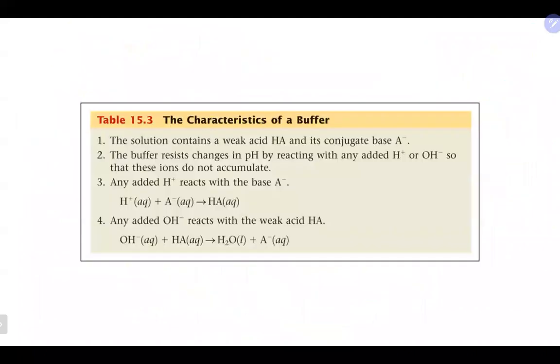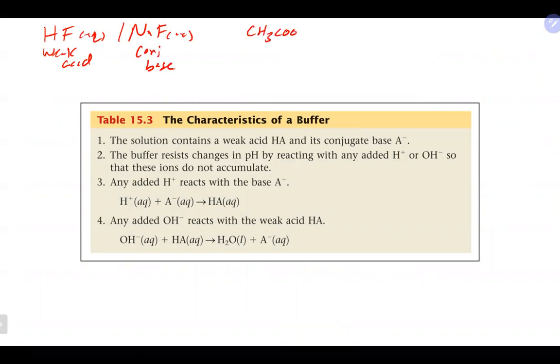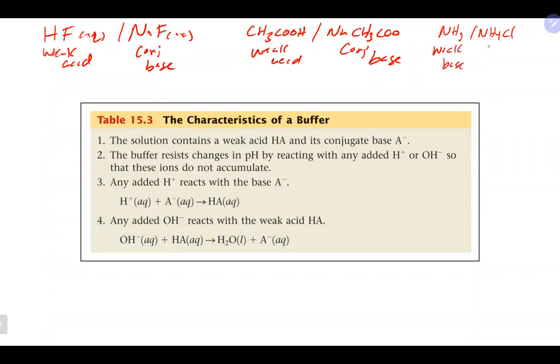So for example, a couple of common buffers are HF, hydrofluoric acid, and sodium fluoride, which would be its weak acid conjugate base. Our good friend, like you're going to use today, acetic acid and sodium acetate, which is a weak acid conjugate base. And the favorite choice of any buffer example is acetic acid and sodium acetate. But you can also do a weak base, like ammonia and ammonium chloride, for example. That would be a weak base and its conjugate acid.